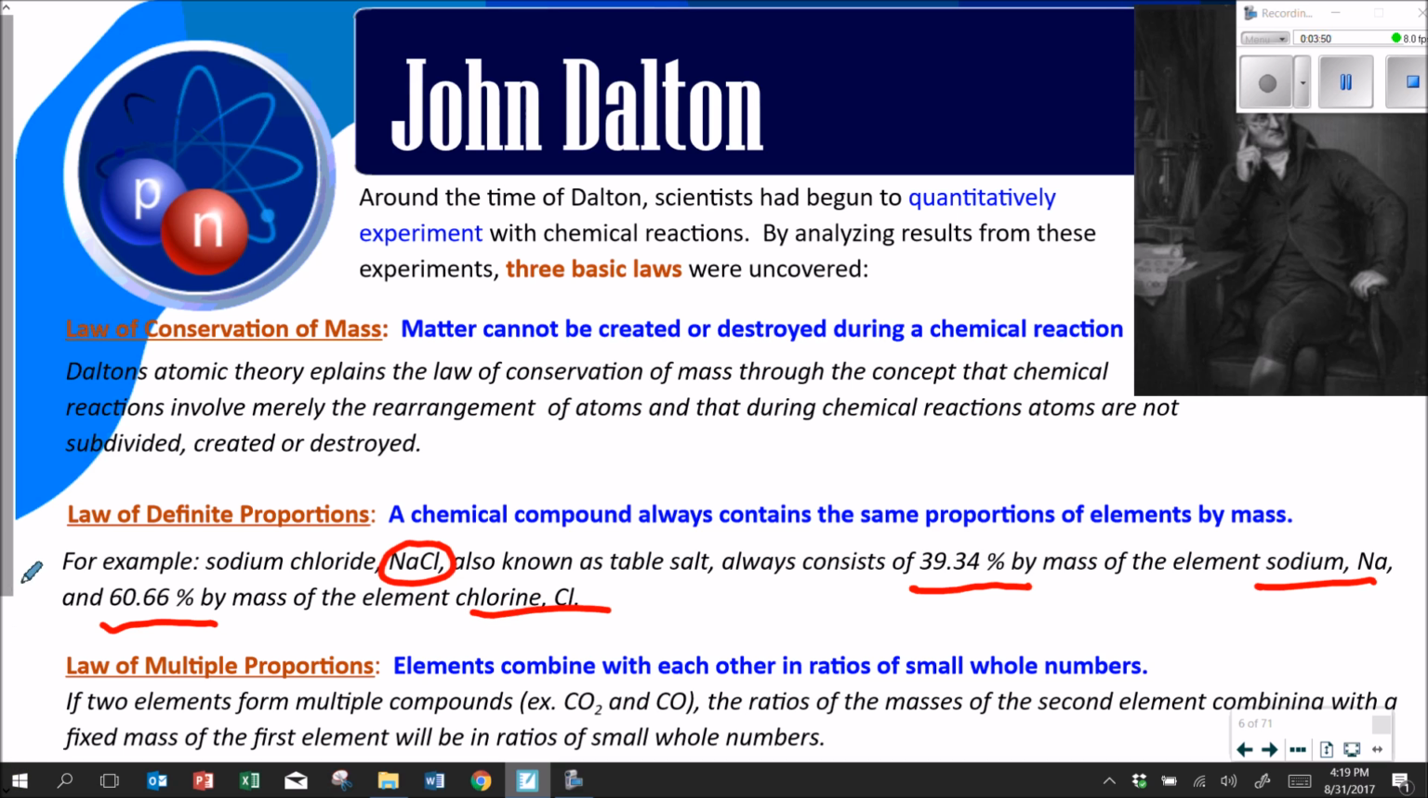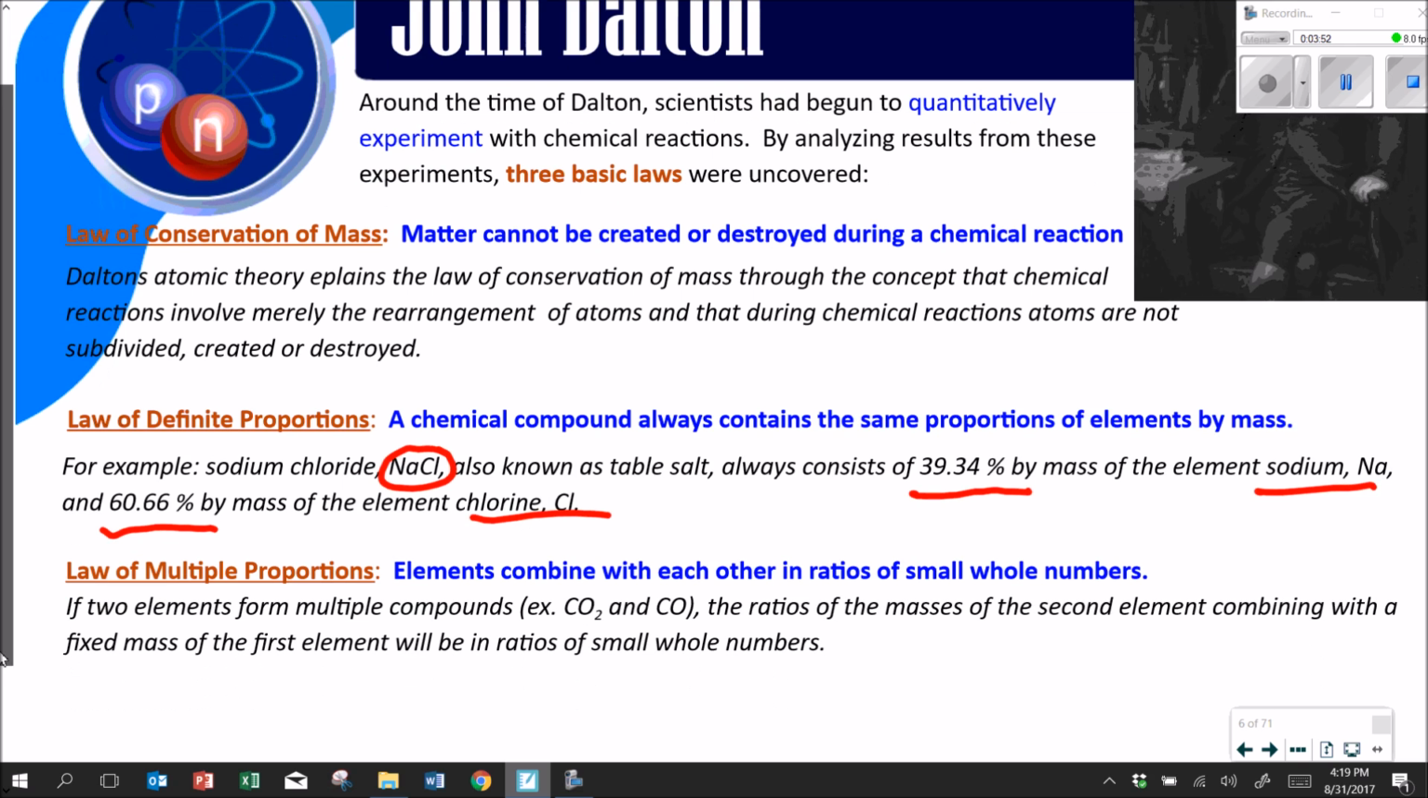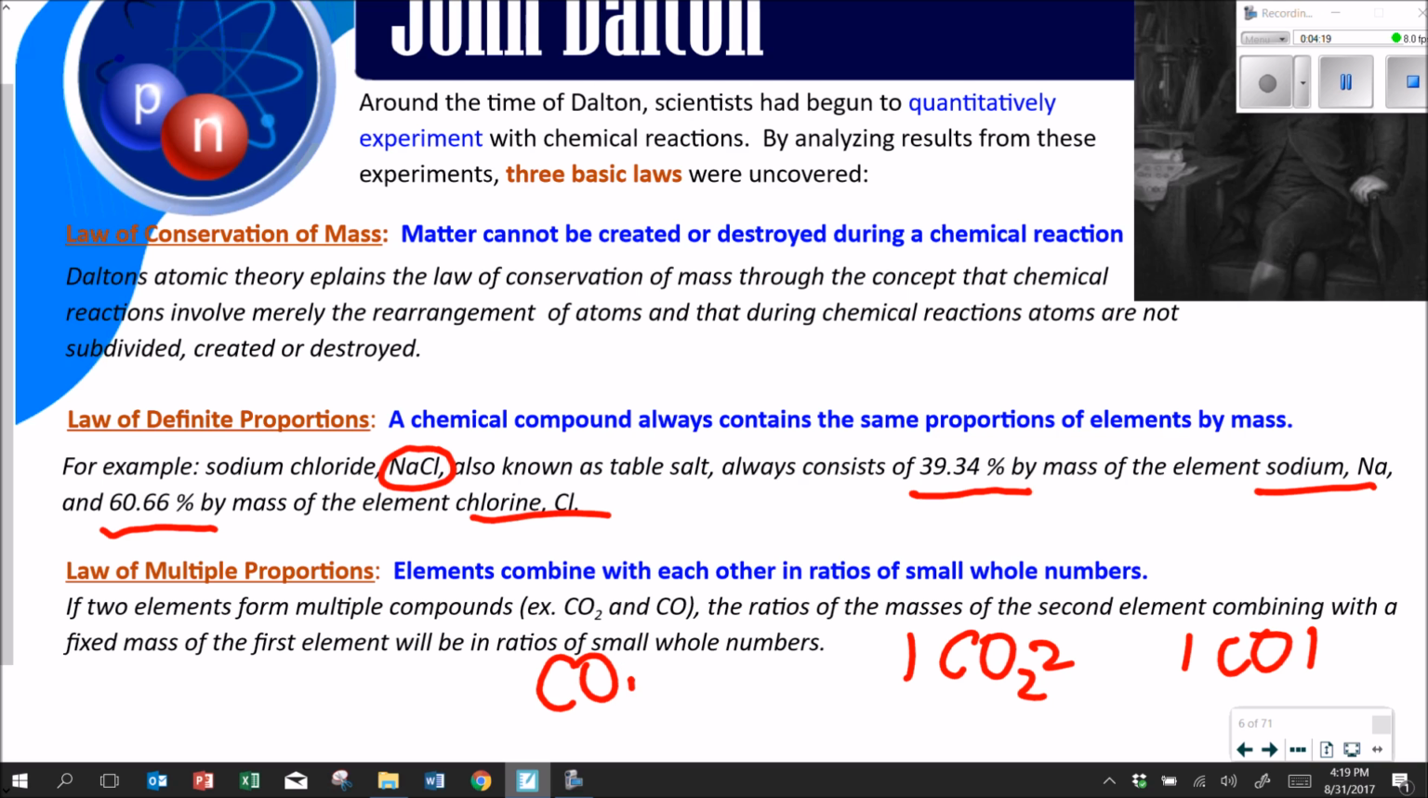Then there's the law of multiple proportions, which states that elements combine with each other in ratios of small whole numbers. If 2 elements form multiple compounds, so for example, if we combine carbon and oxygen, we can form carbon dioxide. We have 1 carbon for 2 oxygens. We could also form carbon monoxide, which has 1 carbon for every 1 oxygen. What we cannot form is CO half, for example, because that would not be a ratio of whole numbers.